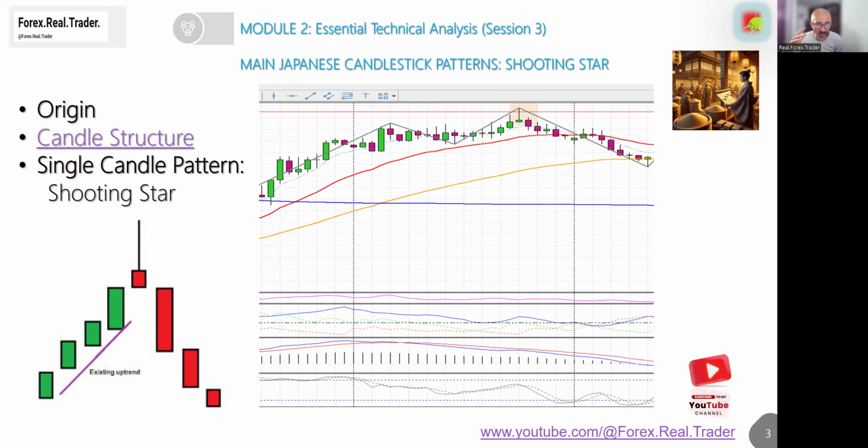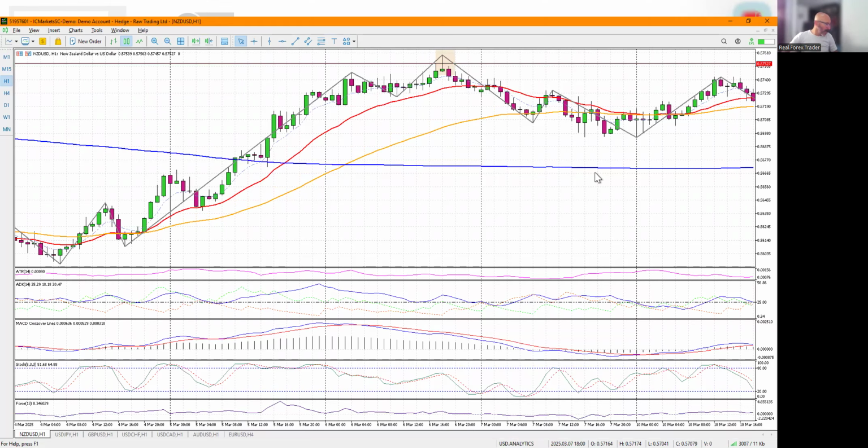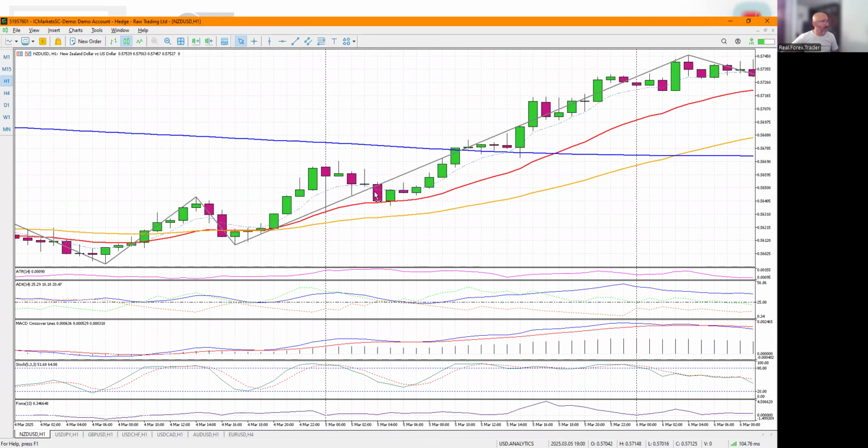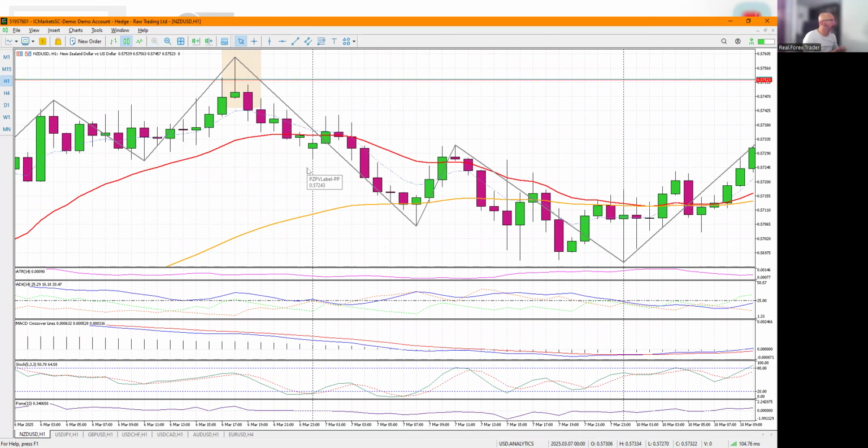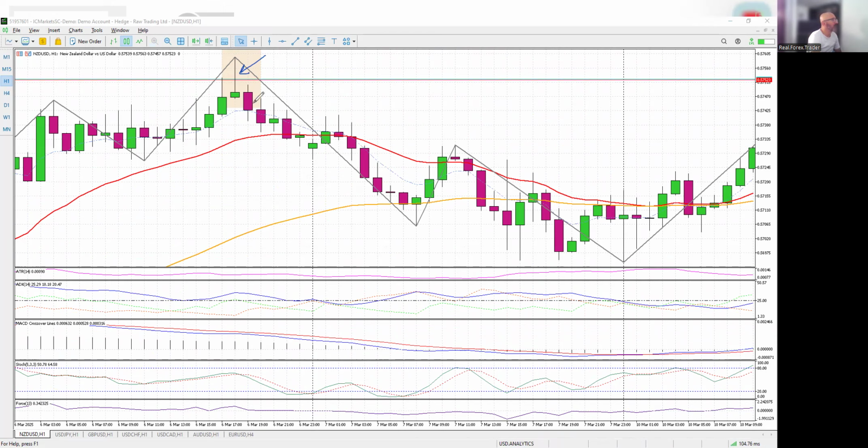As you can see here on the graph, the pattern shows a very top at the end of an uptrend or a correction. How is it formed? Let's go to our charts. I previously searched my charts in order to identify these very shooting stars. As you can observe, this is a shooting star, right?